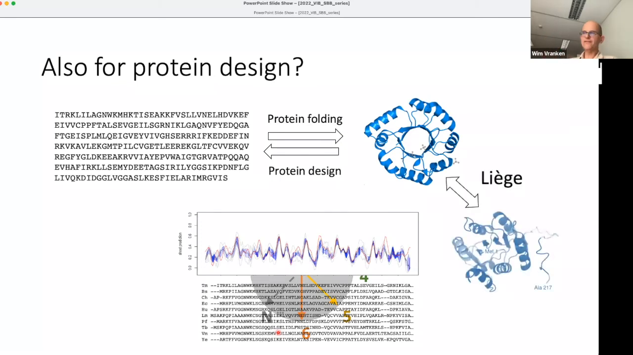And this, we have already done some work in, with people at the Université de Liège on that, where we could show that there is definitely some signal there that is useful, but this is not consolidated yet.